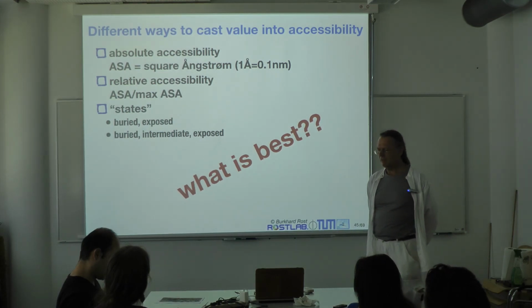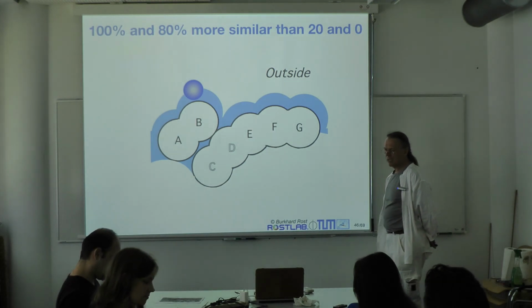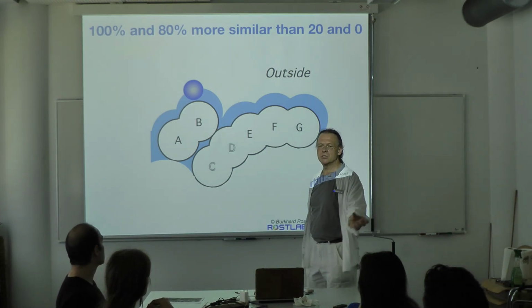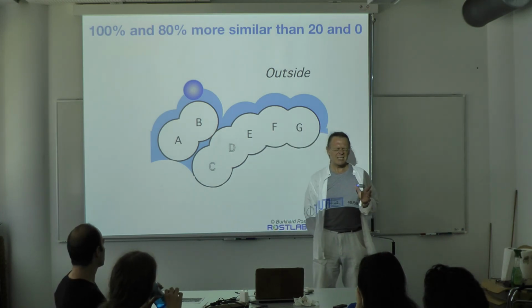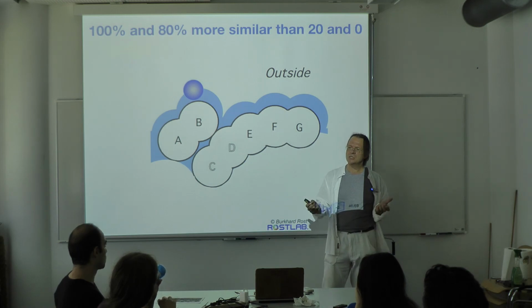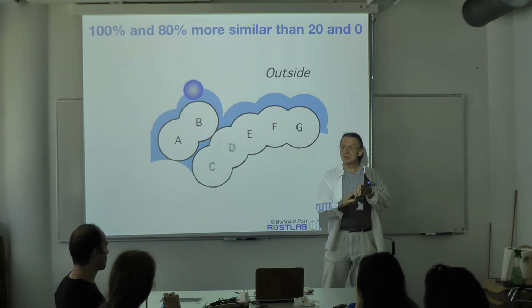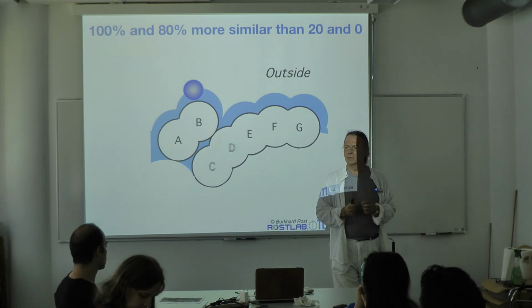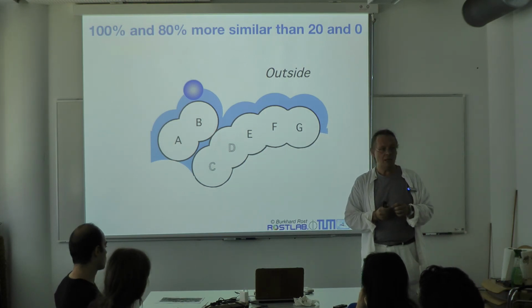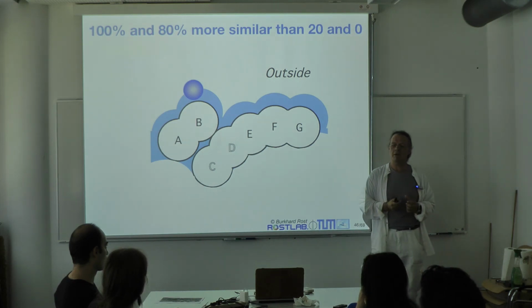Let me make the story even more complicated. When you look at a residue that is 100% solvent accessible, or a residue that is 80% solvent accessible, both of those essentially are solvent accessible. They are somewhere on the surface. And it just has to do a little bit with the rotation of the residue. That is again the kind of thing that happens in motion. So the same residue in motion can move from being 100% accessible to being 80% or the other way around. So this is not really important.